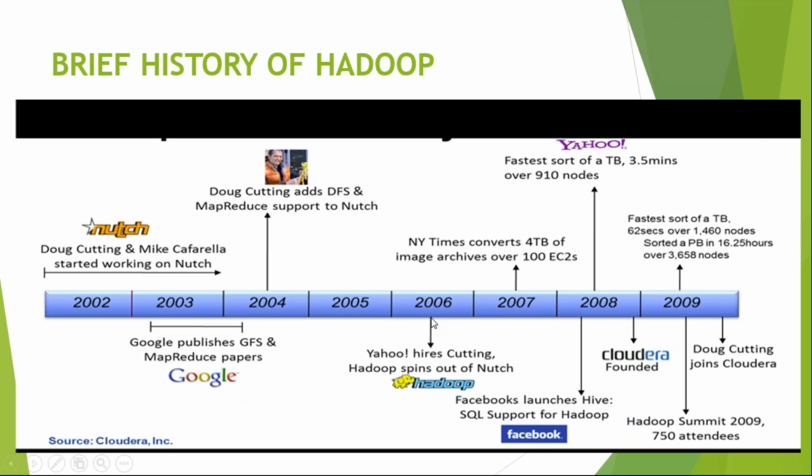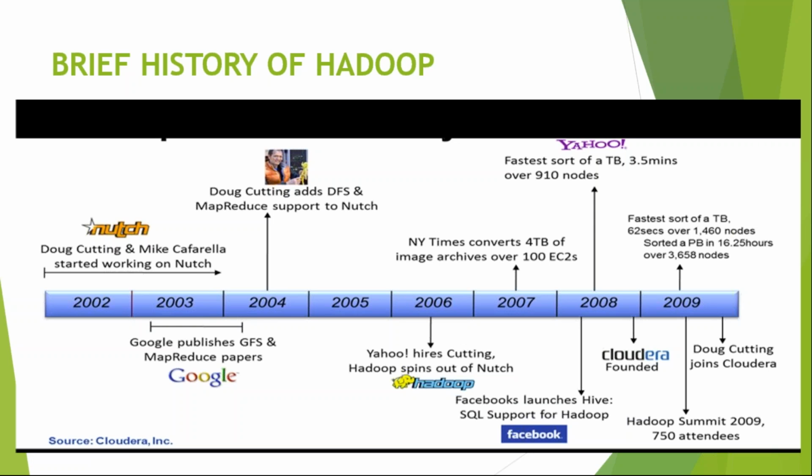Then in 2006, Doug Cutting was hired by Yahoo. They spent so much time and money on the Nutch project because it looked very simple and very easy to process large amounts of data. They spent a lot on the Nutch project.